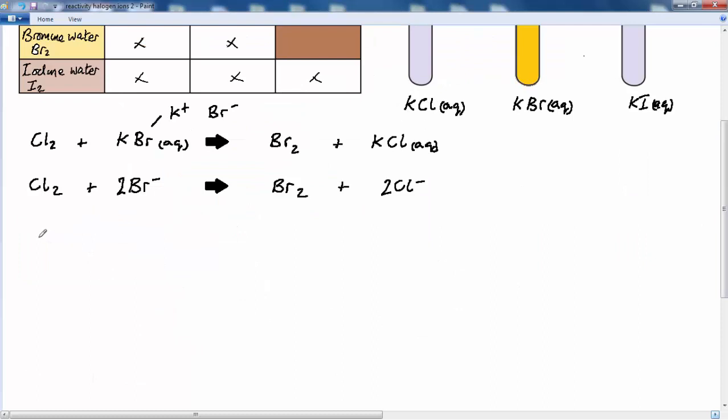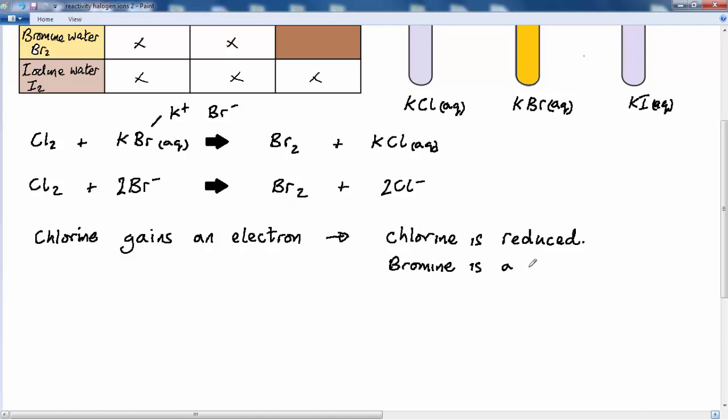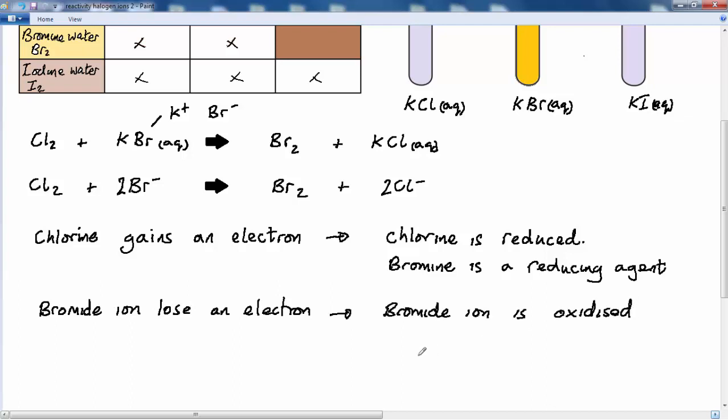So let's have a look at what's happening here. We can see that each chlorine atom in the chlorine molecule gains an electron from the bromide ions to form 2 chloride ions. So the chlorine atom gains an electron, and when an element gains an electron, we say that it is reduced. So chlorine is reduced, and we say that the bromide is a reducing agent. And likewise in this reaction the bromide ion loses an electron, which means that it is oxidized, and we say that the chlorine gas is an oxidizing agent.